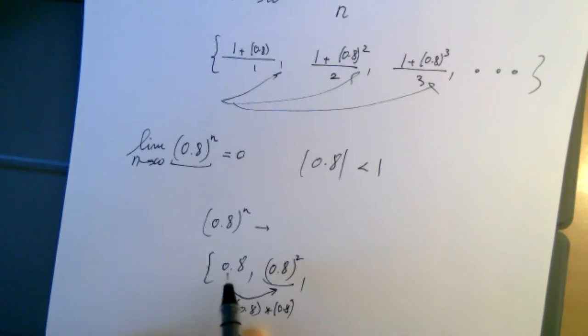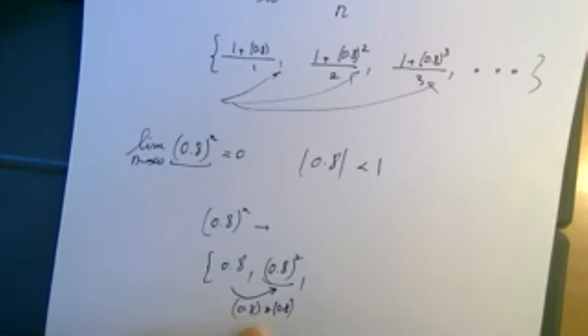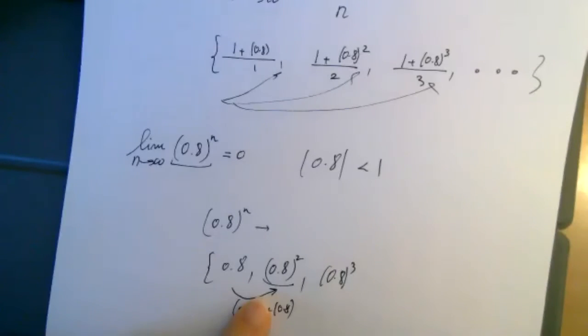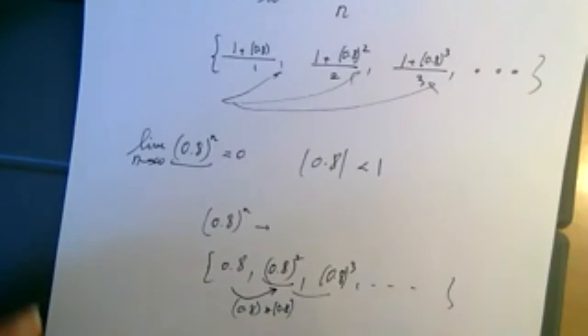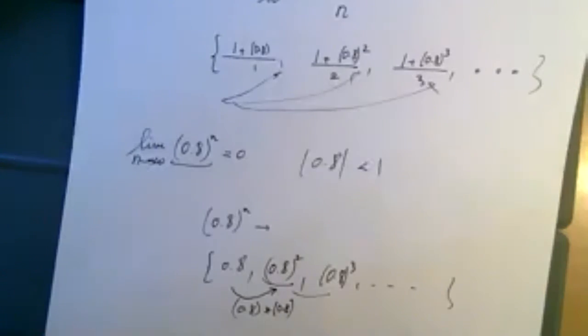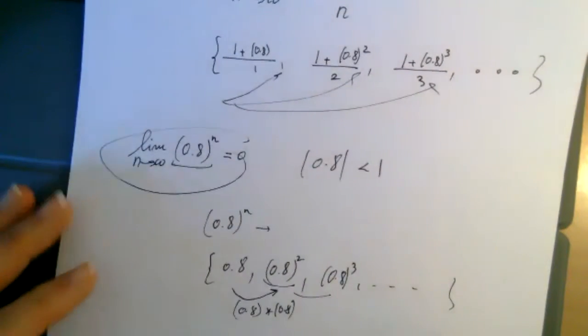So you're multiplying 0.8 by something less than 1. The number is getting smaller. If you take 0.8 to the power 3, you're multiplying it by another term less than 1. It's getting smaller, and so on and so forth. So 0.8 to the power n, because the number is less than 1, gets smaller and smaller. So that was the main thing here.